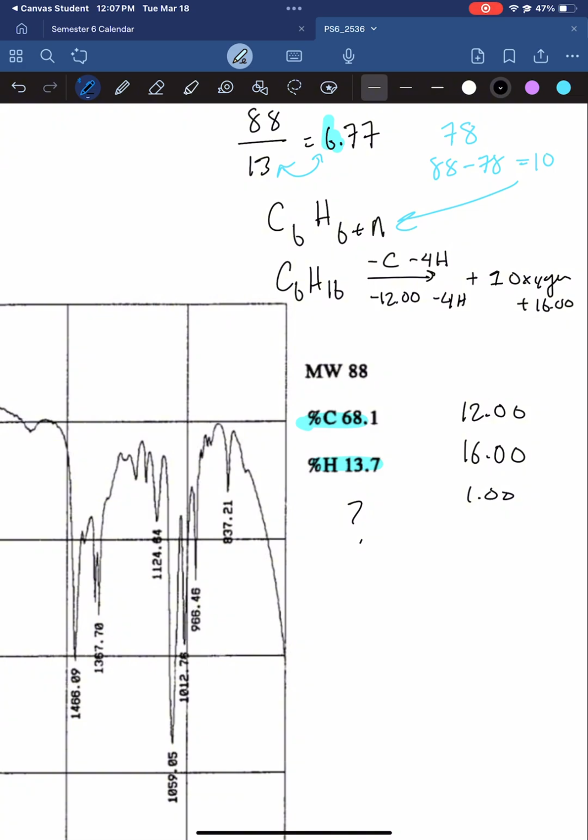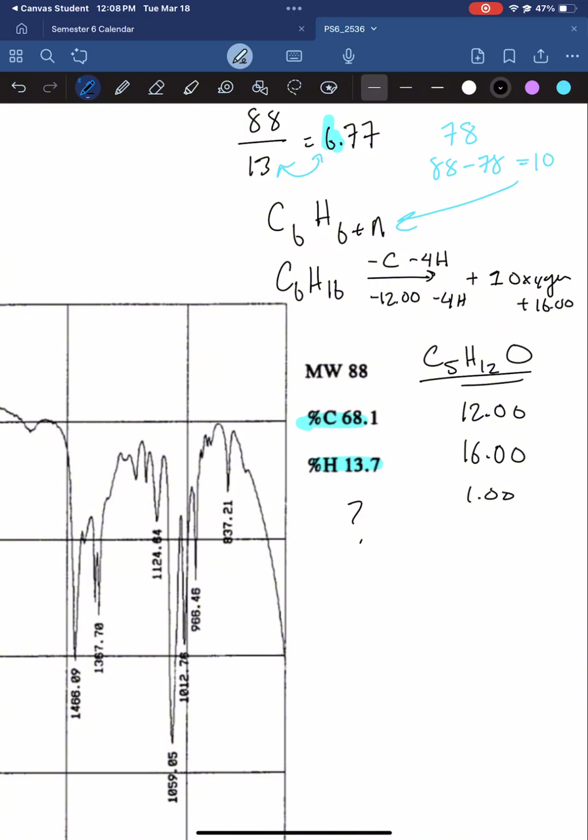So we can't create or destroy mass. It can only be transferred, and therefore this equivalent mass is going to give us a final formula of C5H15, my apologies, minus 4, H12O. This is likely going to be your structure.